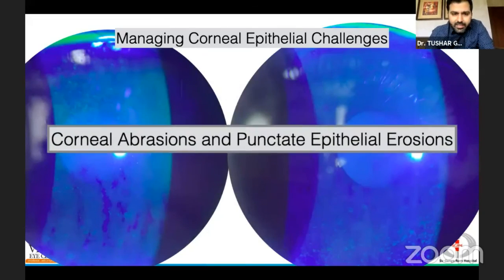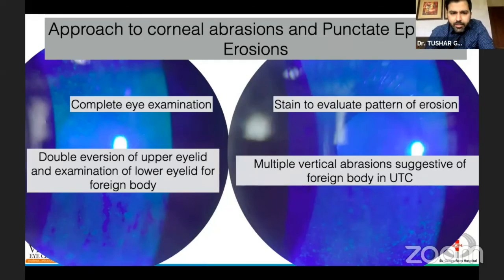So the next thing that we commonly see is the presence of abrasions and punctate epithelial erosions.